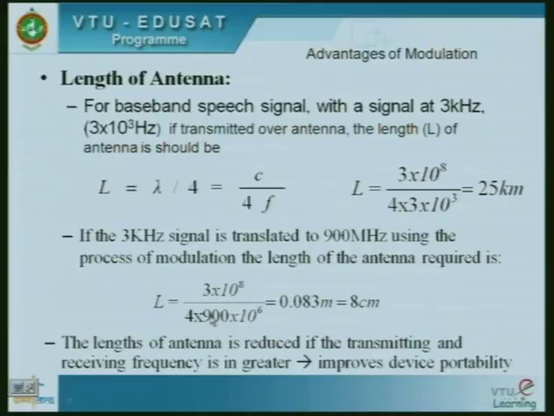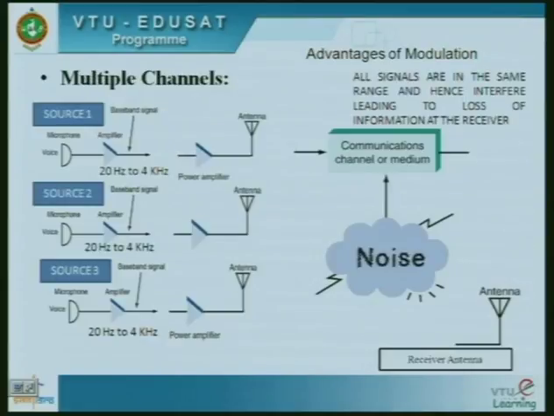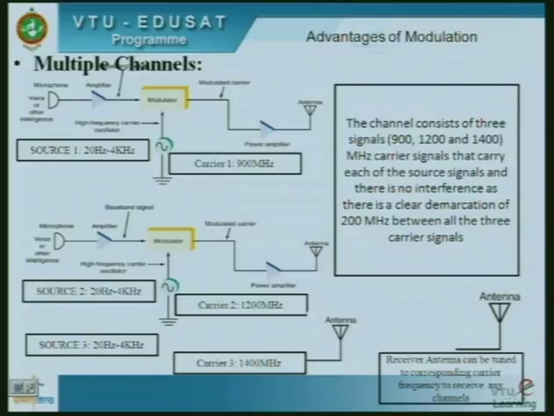Now we need to understand a very important aspect of modulation: why modulation, or the advantages of modulation? To understand the advantages, there are three important aspects that we may have to write in an exam, or remember. The three important aspects that define the advantages of modulation are: one, the length of the antenna; second, multiple channels; and third, narrow banding.